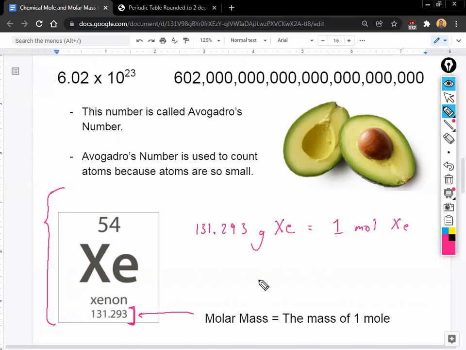Okay, so we're finally talking about the number at the bottom of the periodic table. It's called the molar mass. It's how much 1 mole of that element weighs. So every element is going to weigh a little bit different depending on the molar mass. Any questions about that, or does that make sense? Okay.